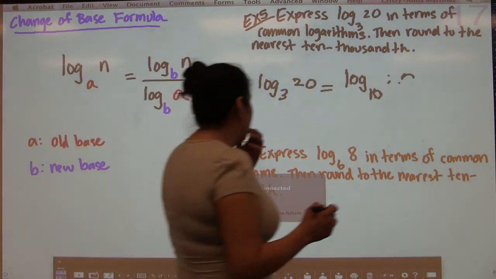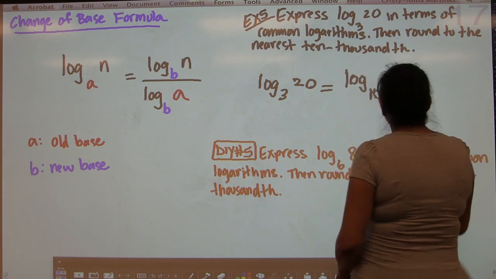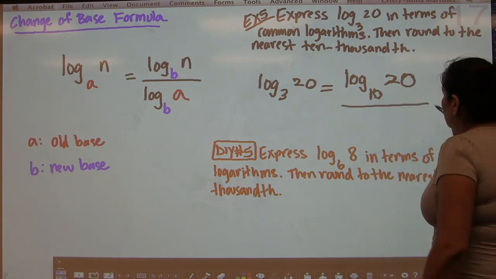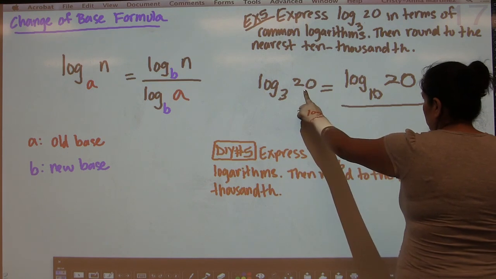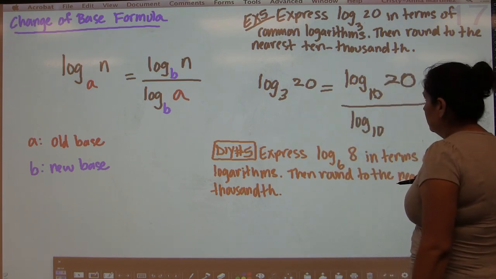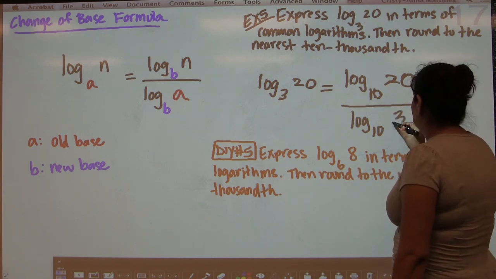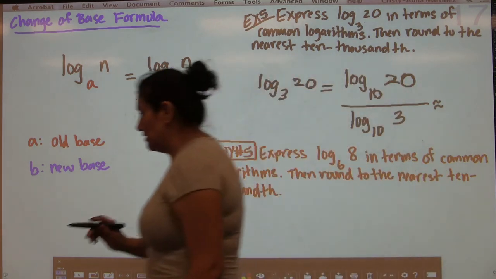So log base 10 of 20, sorry, that was really ugly. So I have my log of my new base, base 10, of the same number from before, 20, divided by log of my new base, which is base 10, they want a common log, of the old base, so 3. So now I can actually put this in the calculator, and I can even check my answer later.